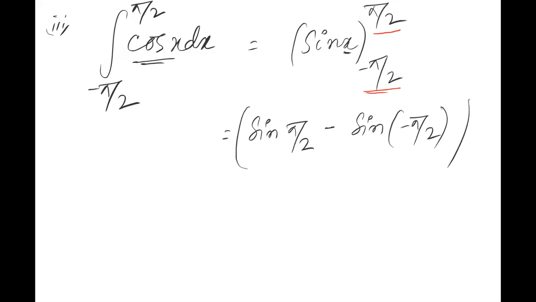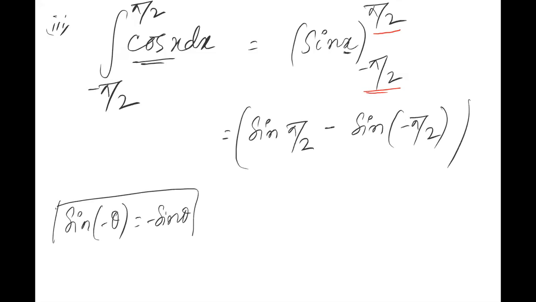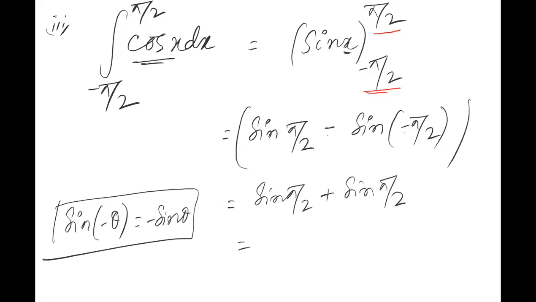Here you need to remember a few trigonometric formulas you have already studied in class 10. Sine of minus theta is equal to minus sine theta. Have you ever heard about it? Yes, sir, it is taught in class 10th CBSE. This means we can write it as sine pi by 2, and the minus becomes plus, so plus sine pi by 2. And what is this pi by 2? Pi by 2 means the angle is 90 degrees.